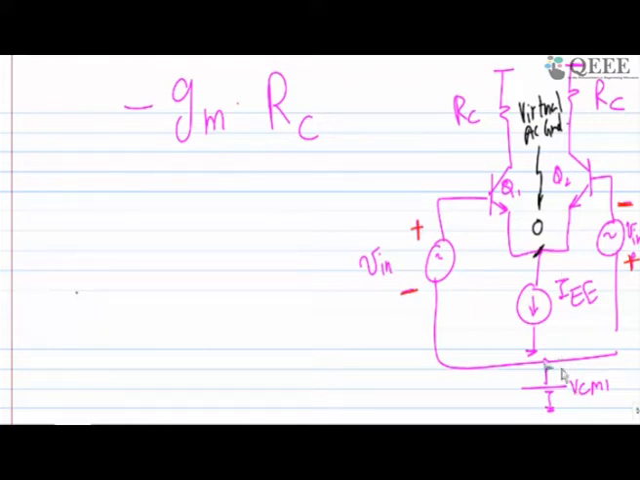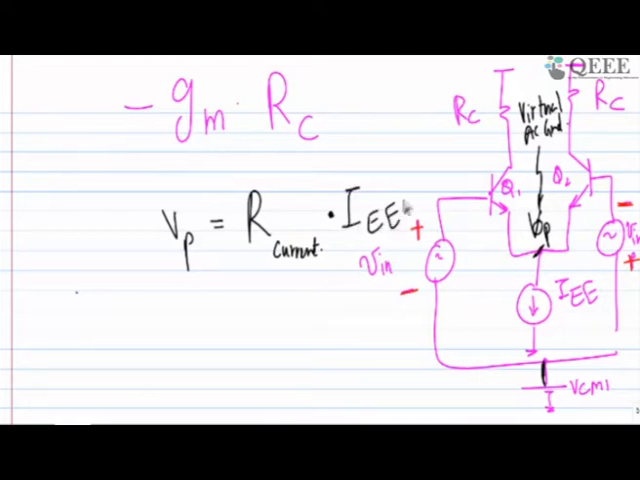So if I'm applying a common mode voltage over here and there is no AC signal, then the voltage at point VP will be equal to the resistance of the current source IE times the current, which is IE. So that will be the current available at this point if you are applying the common mode voltage.